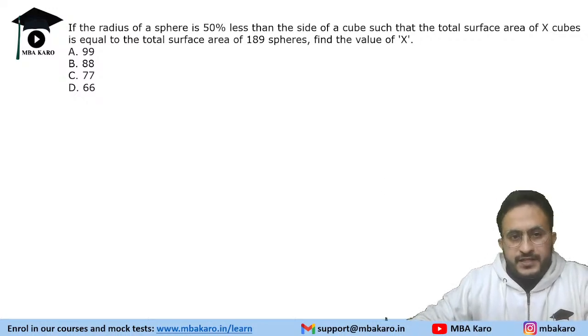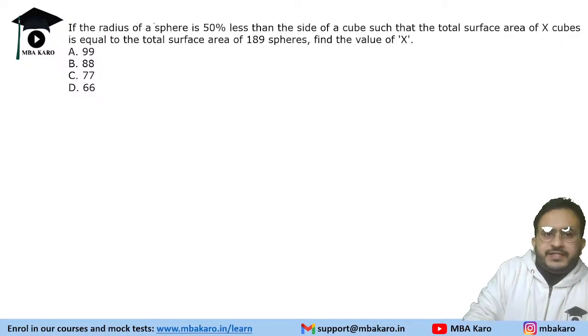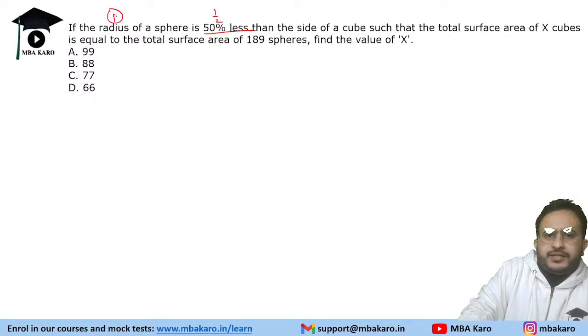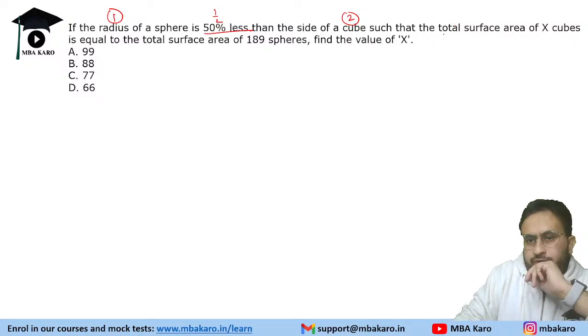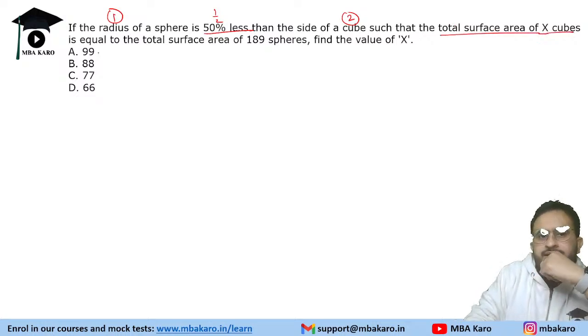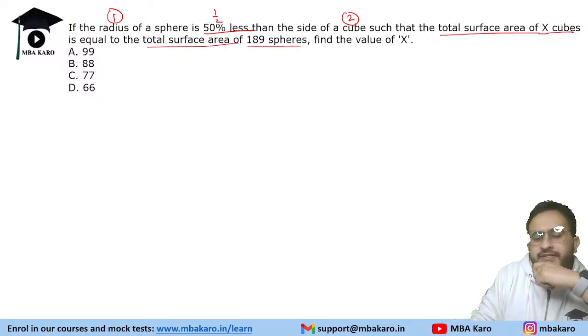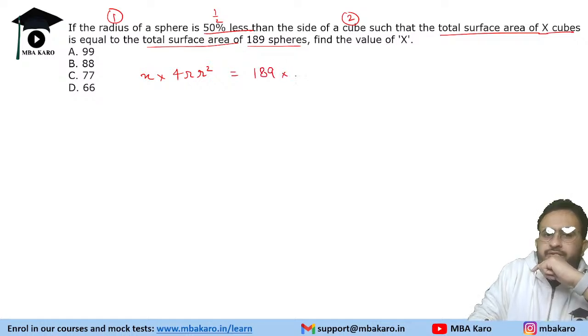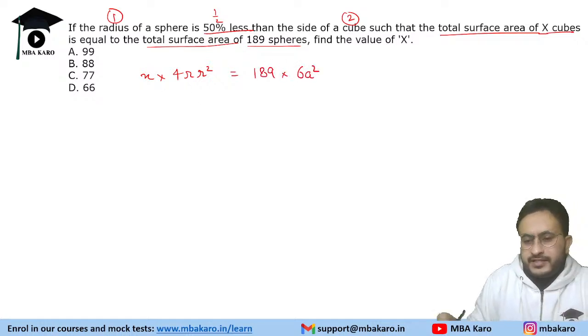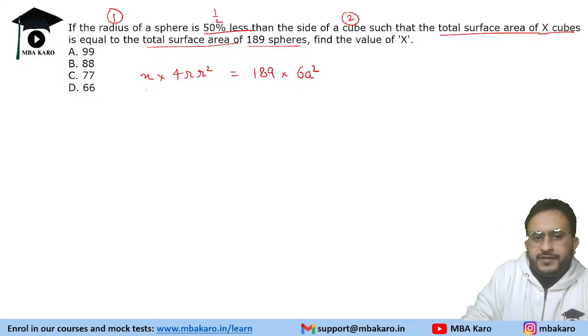So in this case, we are given that there is a sphere, radius is 50% less. 50% less means half हो गया. So radius 1 मान लेते हैं, and side of the cube, let us say 2. Now total surface area of x cubes is equal to total surface area of 189 spheres. Okay. So TSA of a sphere is 4 pi r square, right? And x into 4 pi r square is equal to 189 into 6a square. That is the relation that we have. So we need to find the value of x here.